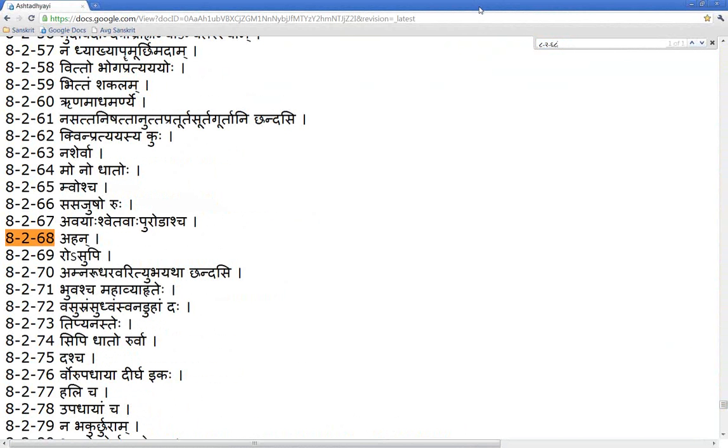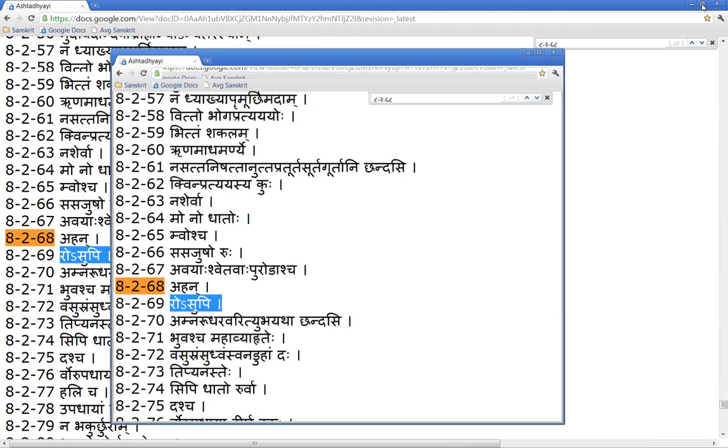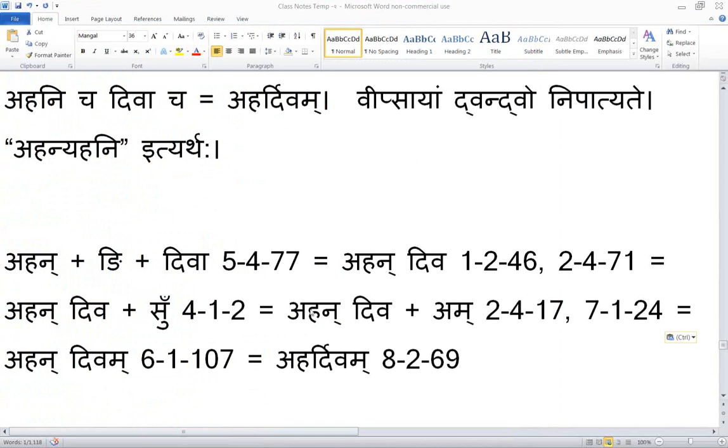Ahan means that if it's a Padantam, the Ahan takes the Ru Adeshaha. And if it is not followed by Sup, means Supluk has taken place, then Ahan takes the Rep Adeshaha. In a compound, what happens is that because of the Supo Dhatu Prajapadika Yoho, the Supluk has taken place. So here the Nakara becomes a Rep Adeshaha. Rep Adeshaha becomes Ahar Divam, Rep Adeshaha, Ros Supi.